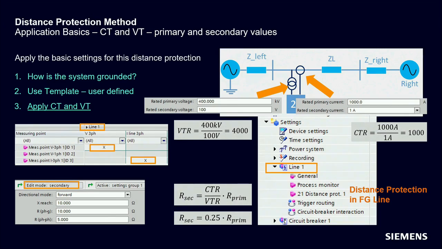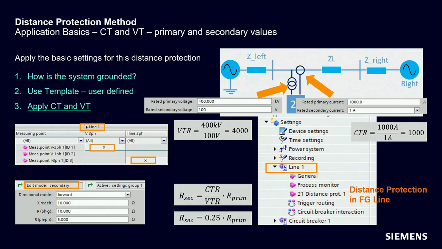You see there on the left, there is the measurement point routing to the line, the two orange crosses there. So you obviously must assign a current and a voltage measuring point, at least one, to the line. Then on the other side, you can see the ratio settings for the CT and the VT. And this is interesting because then at the bottom left, you see the secondary reach setting of the distance relay is in the edit mode secondary, at the complete bottom left of the slide, you can see that.